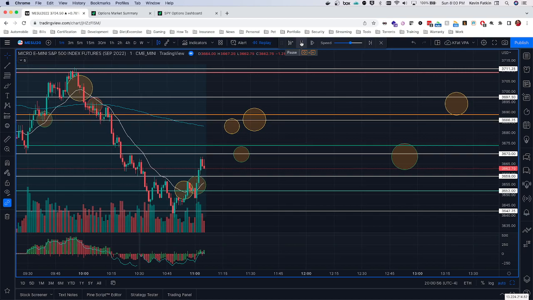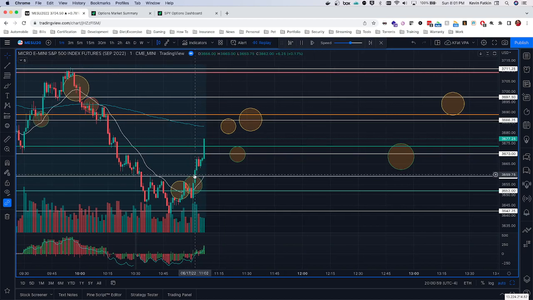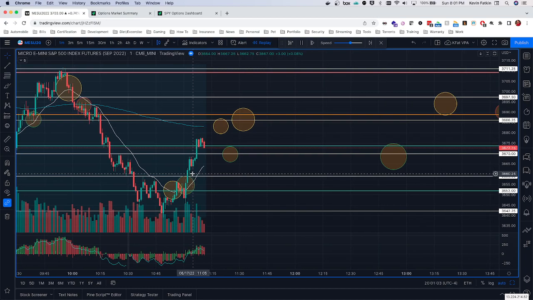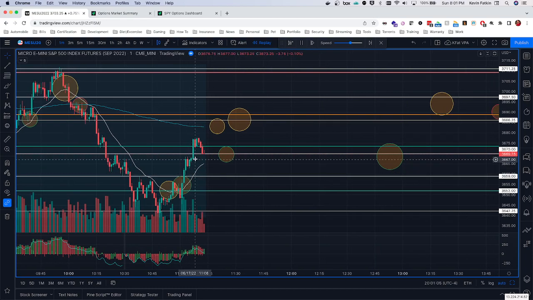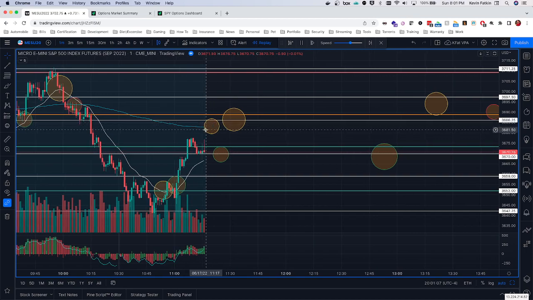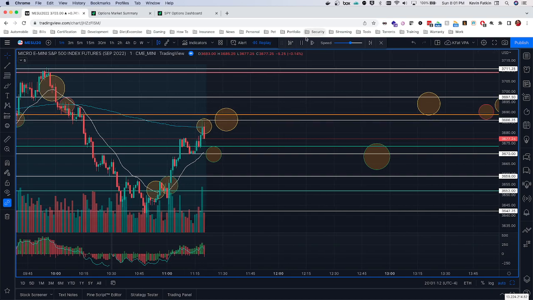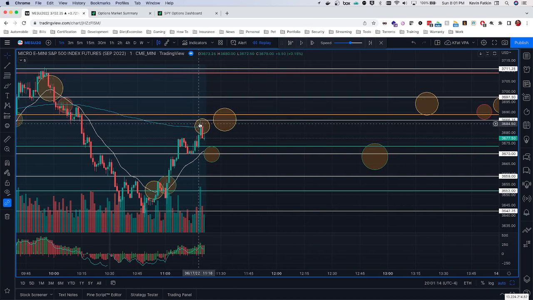Now in hindsight, another great entry would have been when this level broke, setting a limit here to catch the break and retest. And now again, I'm using the 21 EMA as my guide, and my goal is to ride this thing up.